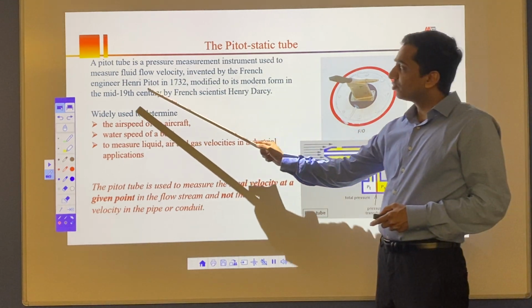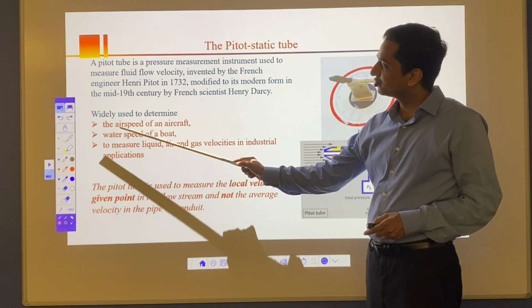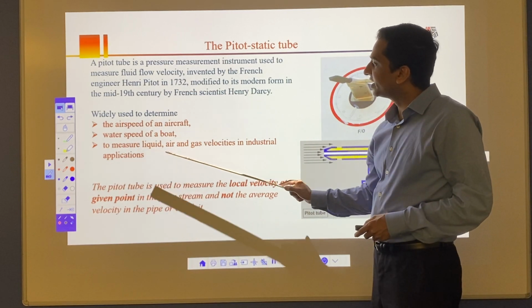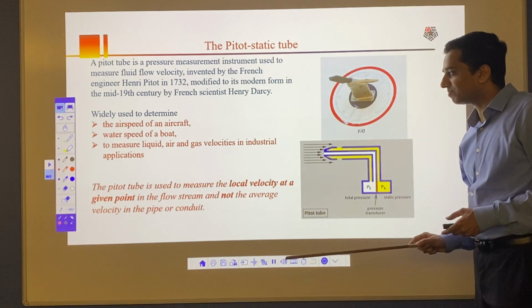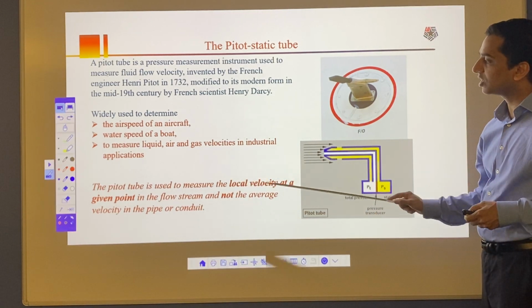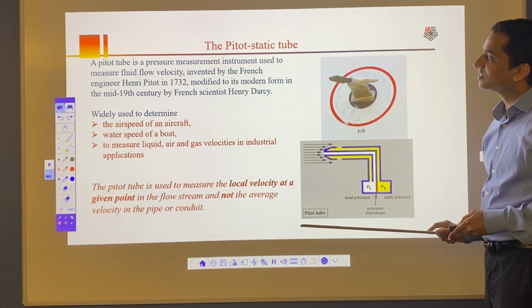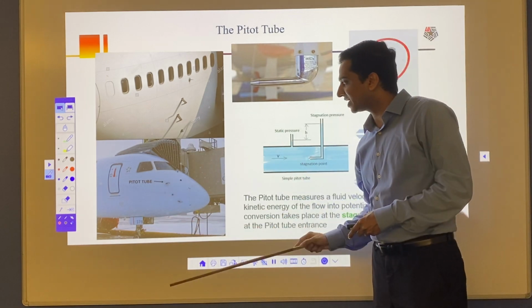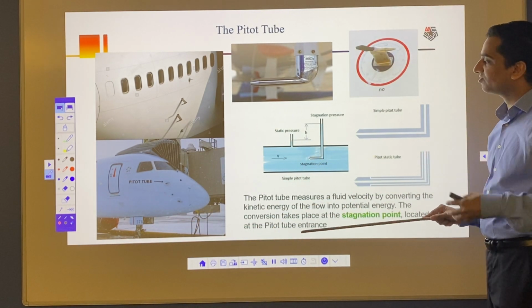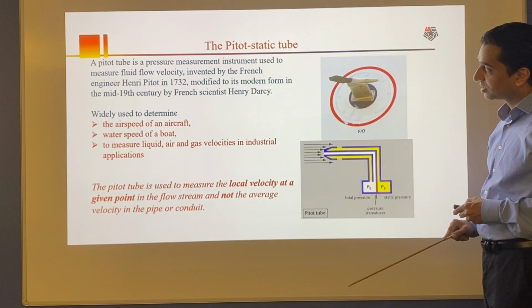Now the Pitot tube was invented by a man named Henry Pitot in 1732. It is used to measure the airspeed of an aircraft, the water speed of a boat, and to measure liquid and gas velocities in industrial applications. One of the important things about a Pitot tube is that it always measures local velocity at that point. So many times you will see multiple Pitot tubes attached to a plane, or if you have a large pipe, then there are 2, 3, 4 different Pitot tubes in that pipe.